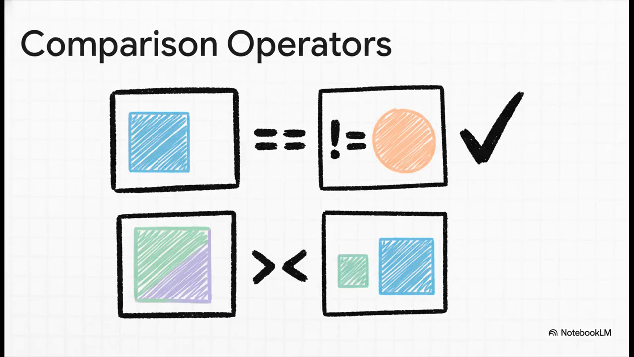And to ask these kinds of questions, we've got a little toolkit of what we call comparison operators. The double equal sign is how we ask, are these two things exactly the same? The exclamation point with the equals asks the opposite, are they not equal? And of course, you've got your classic greater than and less than. These are the basic tools we use to build all our true or false questions.